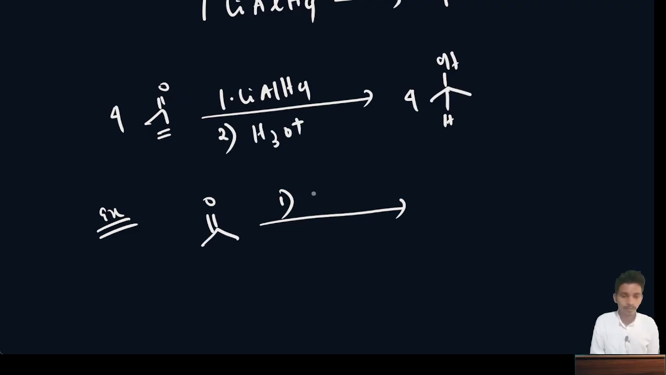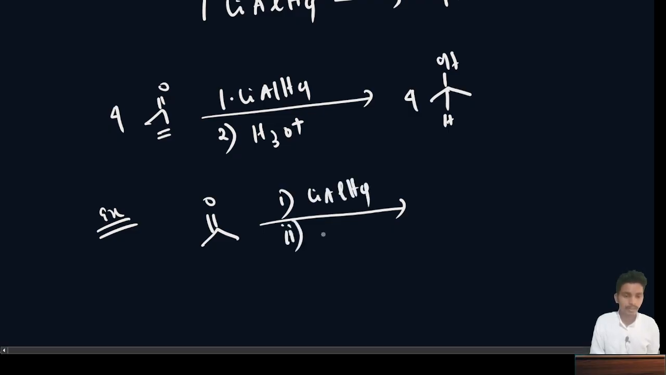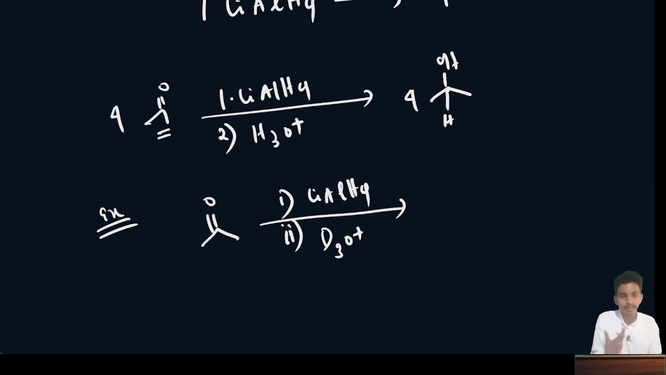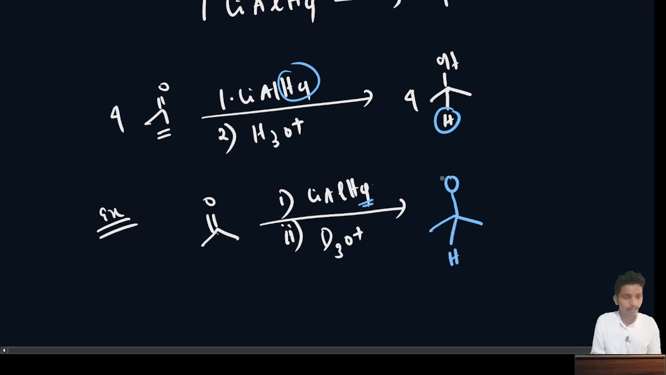Okay, so whenever you are giving this lithium aluminum hydride in one case, and in another case I am taking isotopes of water, let's say D3O plus. From here what you see is that this H was always coming from this side, so this will become like this. And this H always comes from this hydrogen, so here will be H and here will be O, and that other one was coming from this hydrolysis, so here D will come.